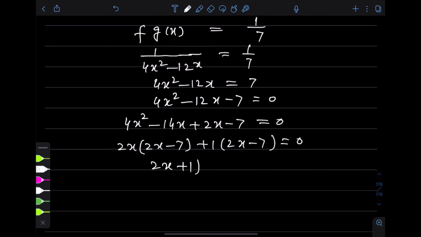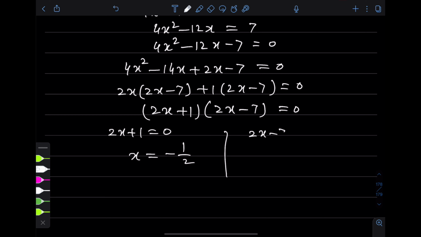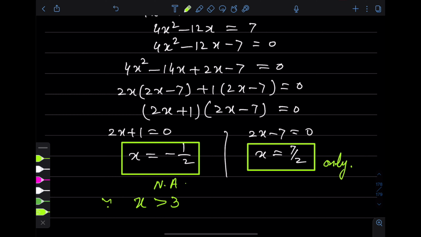From here, there are two factors, 2x plus 1 and 2x minus 7, equal to 0. Putting each factor equal to 0, we get 2x plus 1 equal to 0, x is equal to negative 1 over 2, or 2x minus 7 equal to 0, x is equal to 7 over 2. Now we have to justify which value is valid, which is not valid. It depends upon the domain of the function. This value is not valid because the domain is x greater than 3, so this is not valid. Only the answer is 7 over 2.